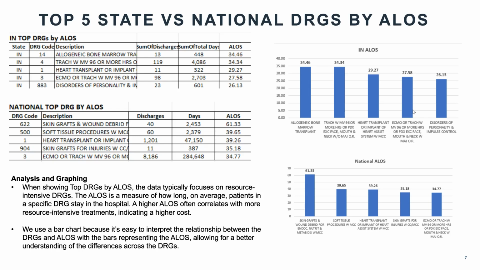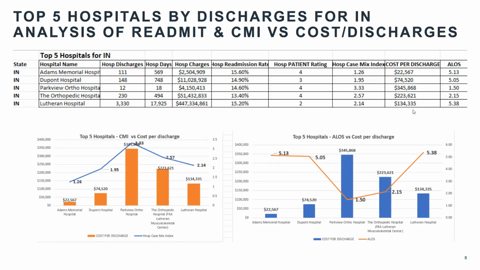We use a bar chart because it's easy to interpret the relationship between the DRGs and average length of stay, with the bars representing the average length of stay, allowing for a better understanding of the differences across the DRGs.